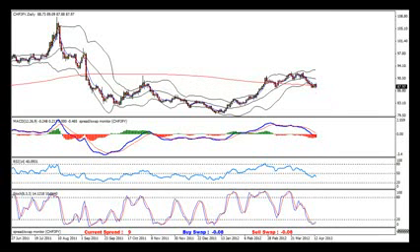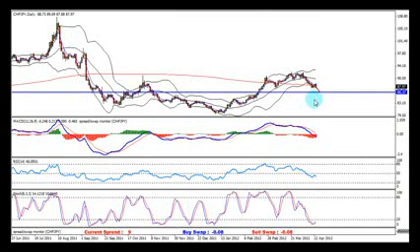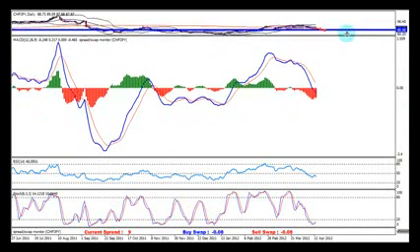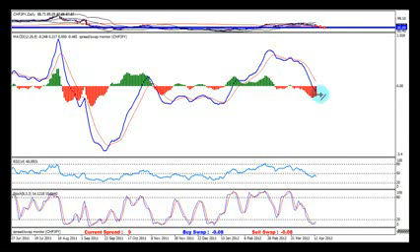Breaking below this area should open the doors for the pair to move further down. How deep? Well, it has the 86.40 range, it has the 85.70 support, sorry, and the 85 figure area to support any down move. Any down move that happens now should lead, here we go, to a creation of here, right?